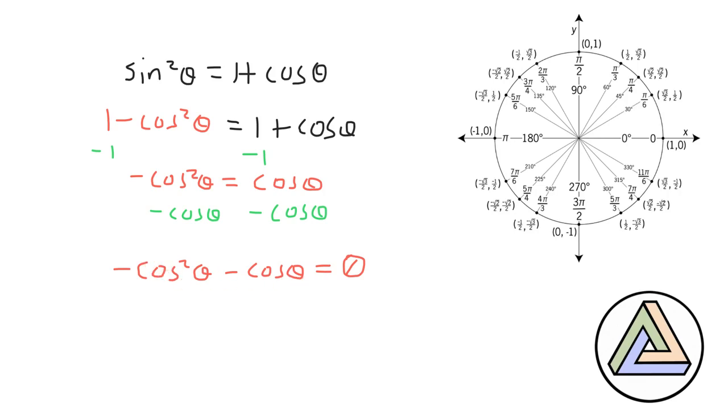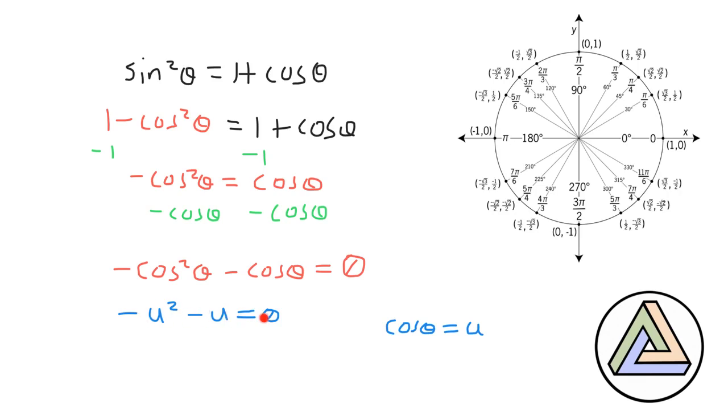We're going to immediately use u-substitution right now. So we could call cosine theta our u. We could immediately move into u-substitution. So let's rewrite this as negative u squared minus u equals 0. Now, again, like I was saying before, this is a quadratic situation.